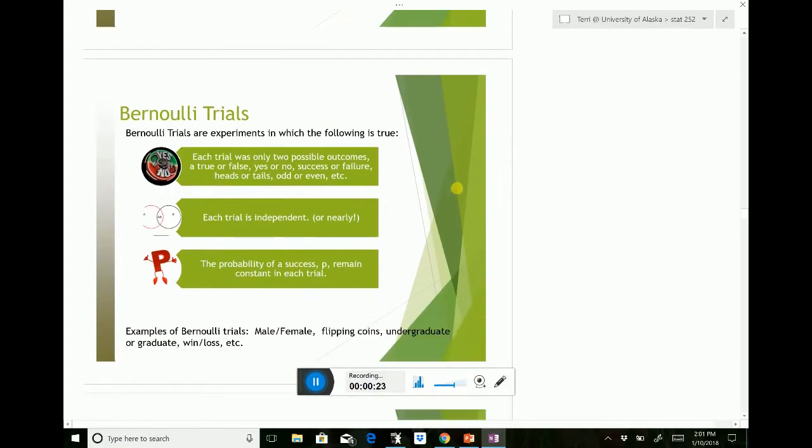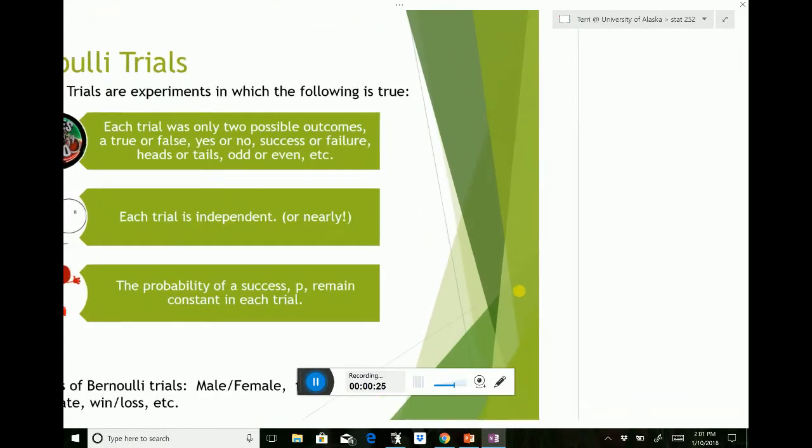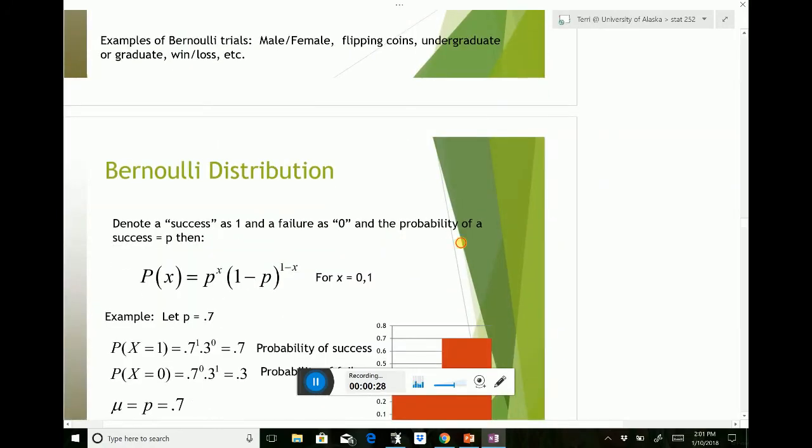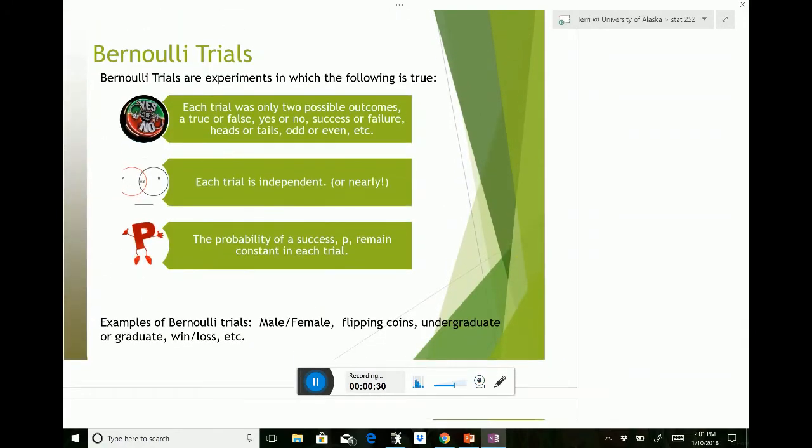Okay, so in this first one, I want to talk about what a Bernoulli trial is first. A Bernoulli trial is an experiment that has these three factors. Each trial has, not was, typo, has only two possible outcomes: true or false, yes or no, success or failure, heads or tails, one of those, okay? There's only two possible outcomes. That's really, really important that you have that, because otherwise we're not Bernoulli.